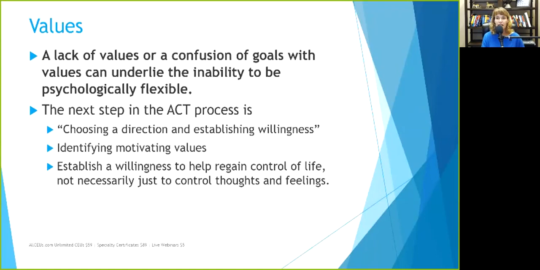The next step in the ACT process is choosing a direction and establishing willingness, identifying motivating values. What direction do I want to go? And again, how does it get me closer to where I want to be and who I want to be with? And establish a willingness to help regain control of life, not necessarily just to control thoughts and feelings. So I'm going to take control of my life, and I'm going to understand that there are going to be bumps in the road. But I'm also going to understand that I'll also get to feel the good things because I'm in contact with the present moment. That's right.